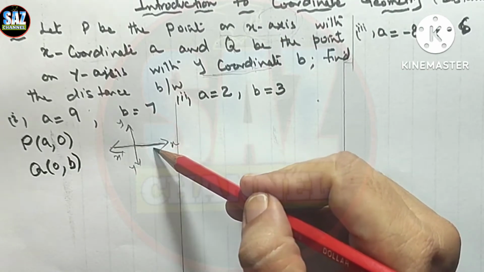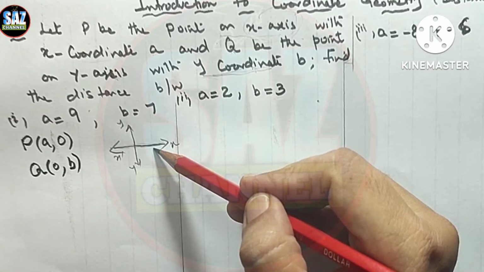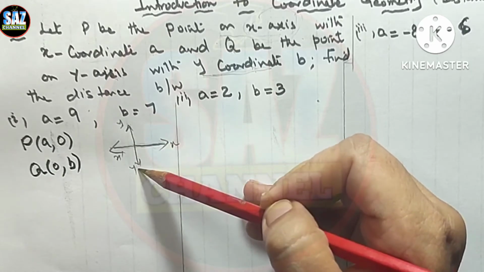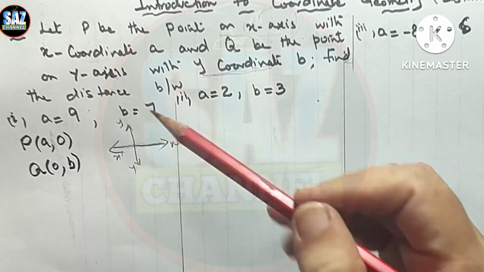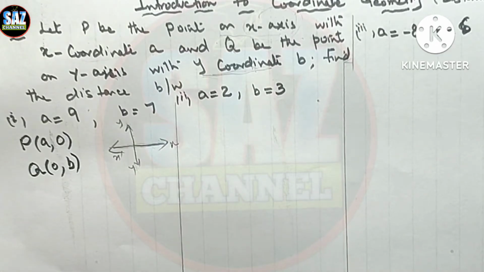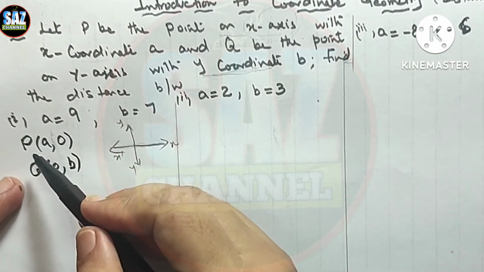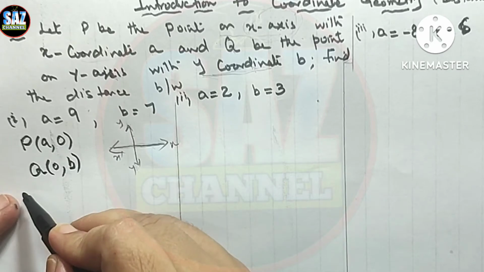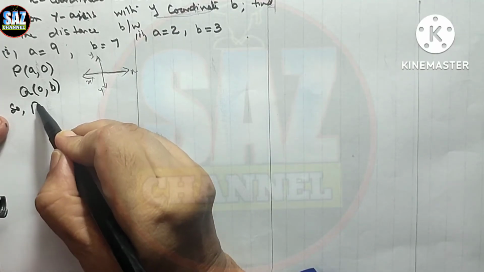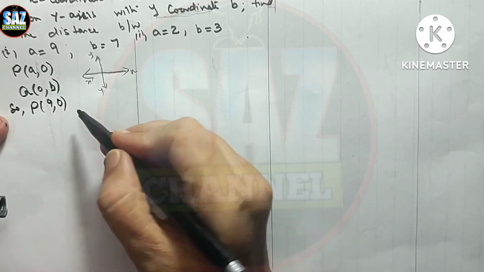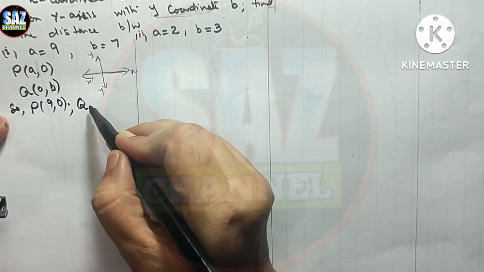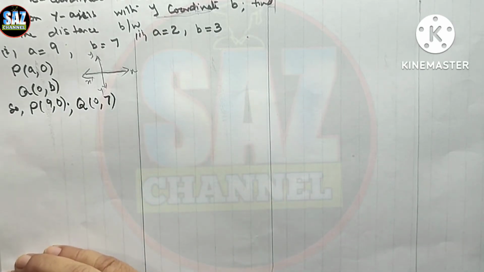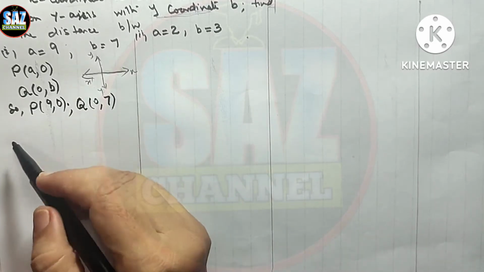Because for the distance formula we need 2 points, x1 y1 and x2 y2, and if Q is the point on y-axis, then what will be the coordinates of Q, between which we have to find the distance. So if P has the coordinates A and 0, and A has the value 9, P will take the form 9 and 0, and Q will take the form 0 with 7. This is the technical point that you need to understand. If this point is clear, then the question will be easy for you.